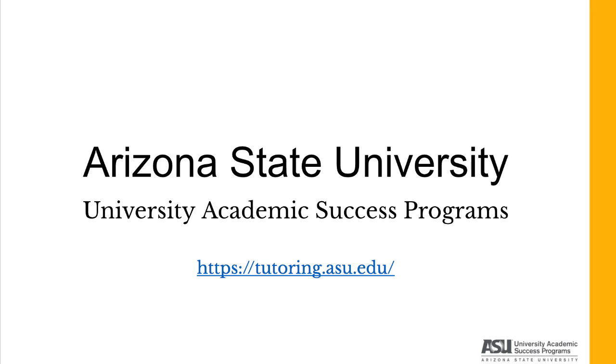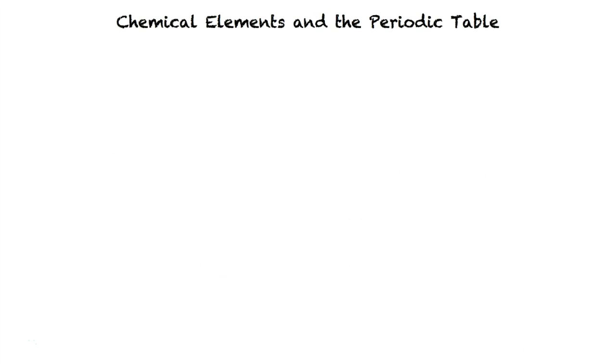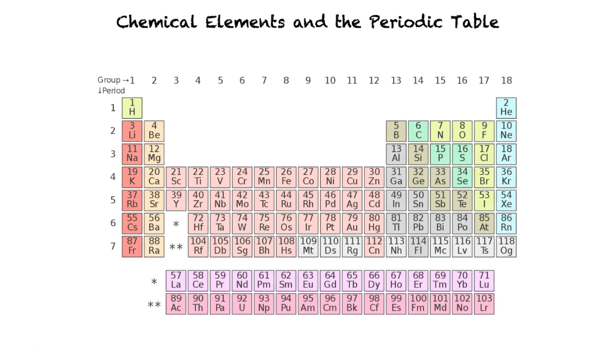This video will cover the topic, Chemical Elements and the Periodic Table. The periodic table organizes the chemical elements in a way that allows us to see trends and identifying characteristics of the elements. How do we read the elements in the periodic table?